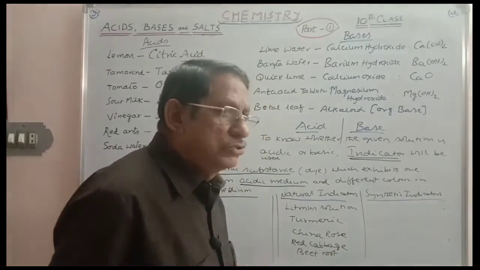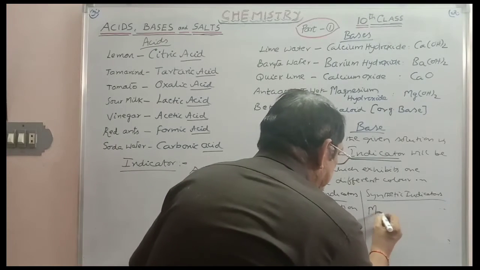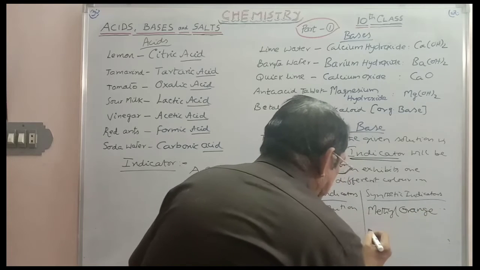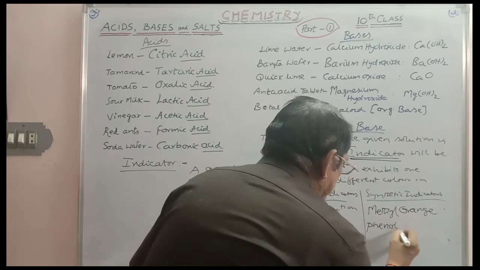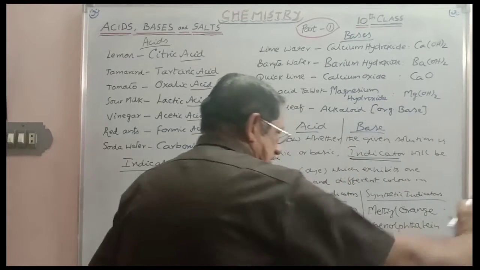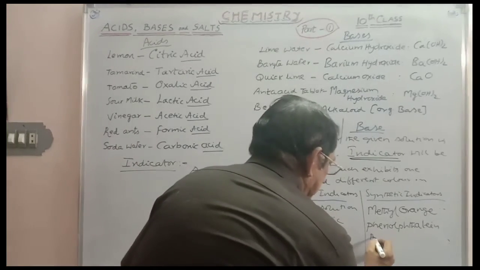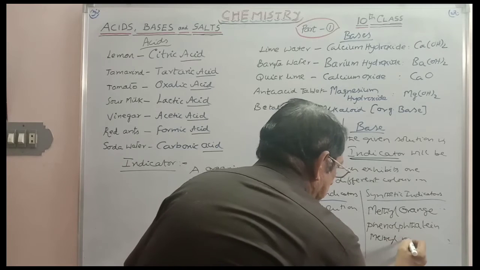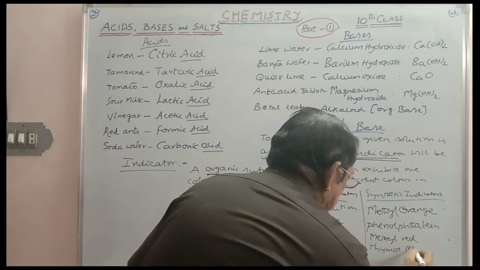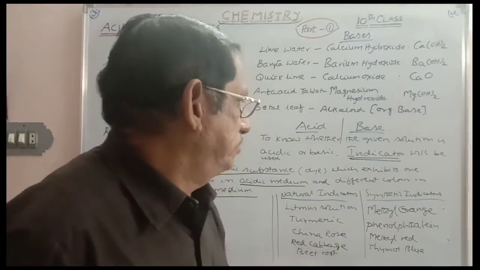Synthetic indicators, most familiar indicators we will take here. One is methyl orange, available in the laboratory. The second one is phenolphthalein. These two are important in the 10th class level. If you want to write other indicators like methyl red, thymol blue, Congo red, like this you can write.